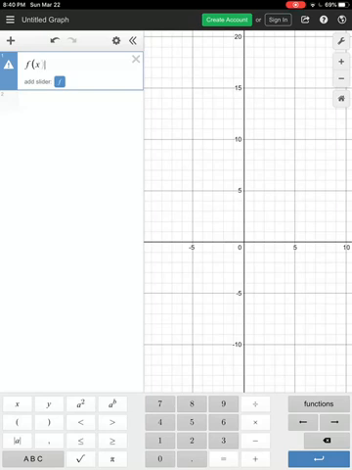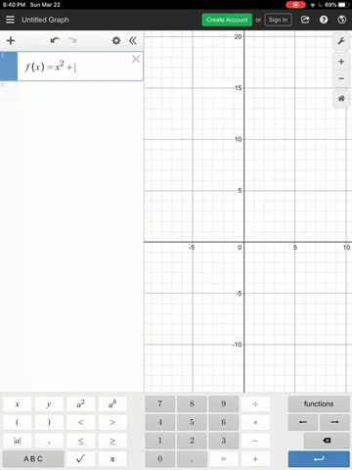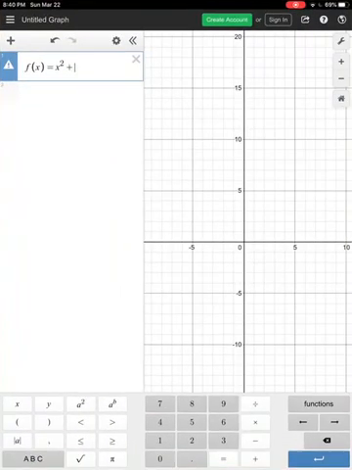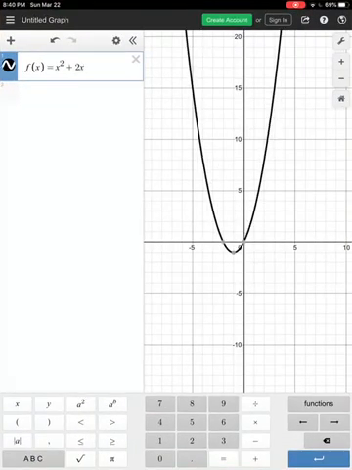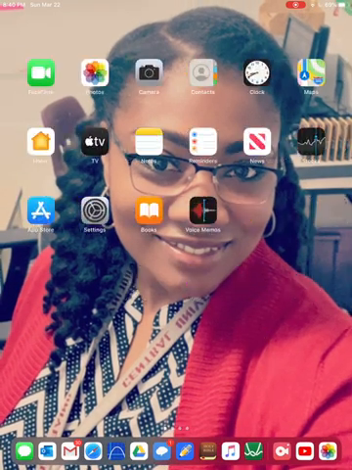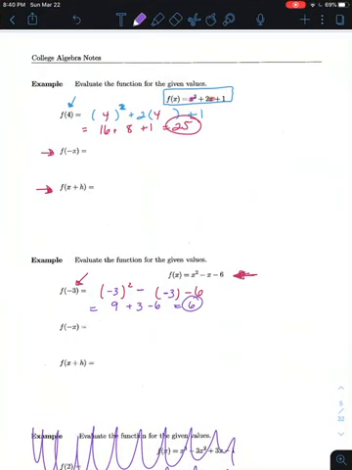Over here, I'm just clicking beside that parentheses, and I'm going to put equals. I believe it was x squared plus, I forgot already, x squared plus 2x plus 1. All right, that's the graph. We don't care about the graph. We want to know what f of, what did they ask us to find? Oops, my apologies.